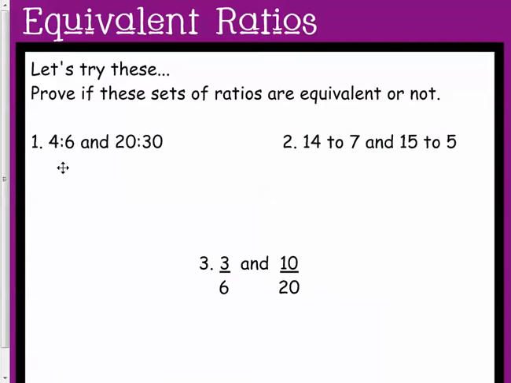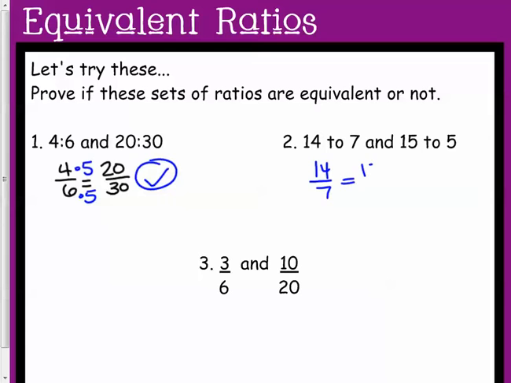Okay, so now we're going to prove that these two are equal. So rewrite them as fractions and set them equal to one another. What number times 4 gives me 20? 5. 5 times 4 is 20, and 5 times 6 is 30, so it works. Go ahead and try these two. Rewrite them, set them equal, and see if they are equivalent.